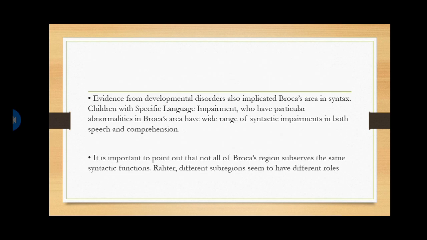Next, evidence from developmental disorders also implicates Broca's area in syntax. Children with specific language impairment, or SLI, who have particular abnormalities in Broca's area, have a wide range of syntactic impairments in both speech and comprehension. Like agrammatic patients, these children with SLI seem to have particular trouble with morphemes that depend on the higher functional categories. So those children are also quite confused by morphemes that have higher functional categories.